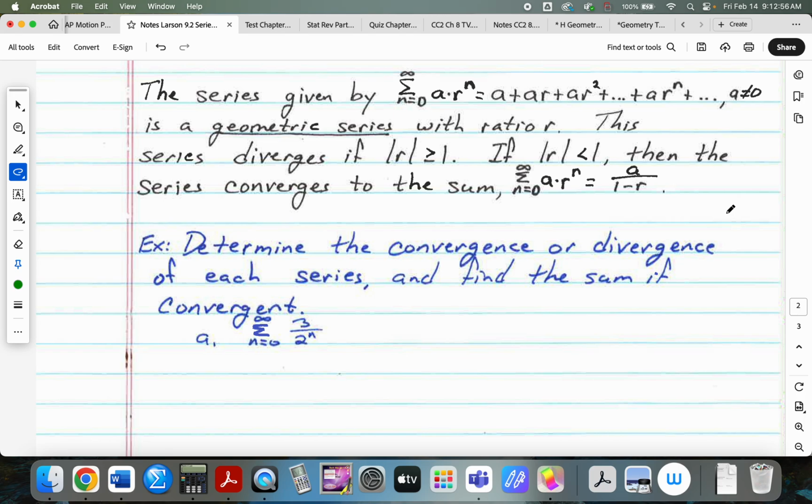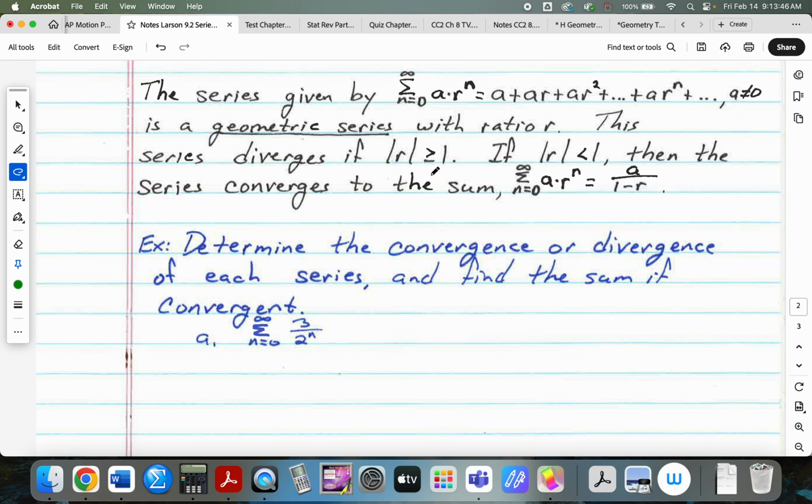we'll look at a specific series that we're going to come back to multiple times. Did you guys do geometric series last year or the year before? Yes. Okay. All right, so the series given by the summation, n goes from 0 to infinity, of a times r to the nth, which is equal to a plus a times r plus a times r squared, etc. For a not equal to 0, a can be any constant, but it can't be 0, is a geometric series with ratio r. This series diverges if the absolute value of r is greater than or equal to 1.